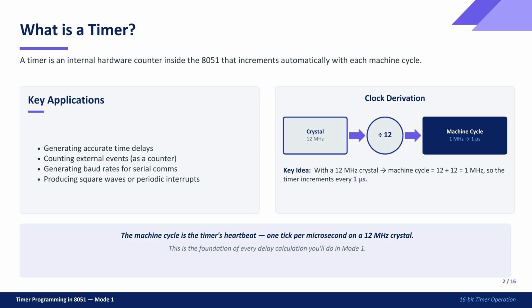Now, here's the most important concept. The timer gets its clock from the crystal oscillator, but divided by 12. So, if you are using a 12 megahertz crystal, the machine cycle frequency becomes 12 megahertz divided by 12, which equals 1 megahertz. That means the timer increments every 1 microsecond. It's the foundation of every delay calculation we will do later.